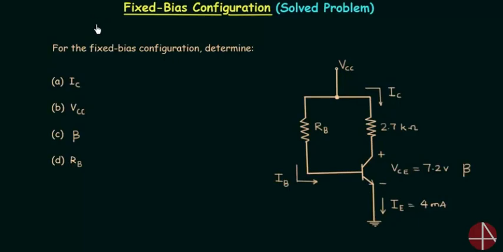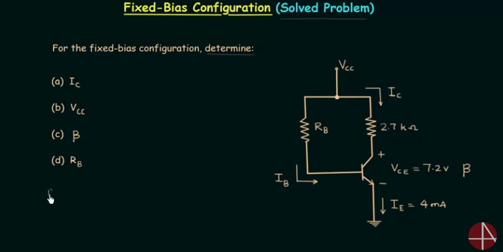In the previous presentation, I explained fixed bias configuration of a transistor. In this lecture, I will solve one numerical problem based on fixed bias configuration. Let's read the problem. For the fixed bias configuration, determine IC, the collector current, VCC, the biasing potential, beta, the amplification factor, and RB, the resistance connected in series with the base. This is the circuit given to us, in which RC, the resistance connected in series with the collector, is equal to 2.7 kilo ohms.